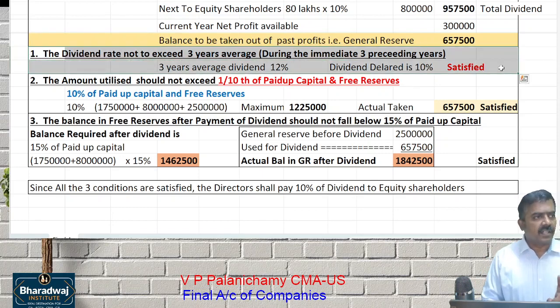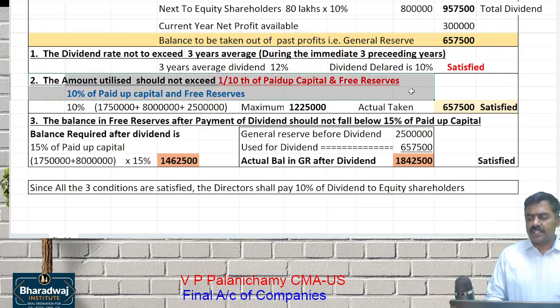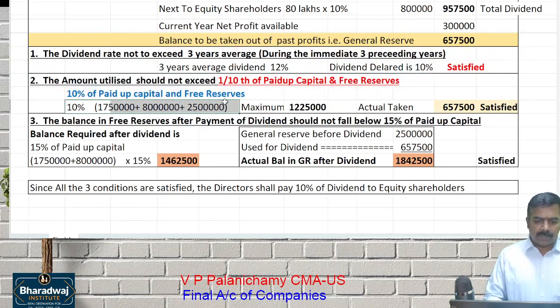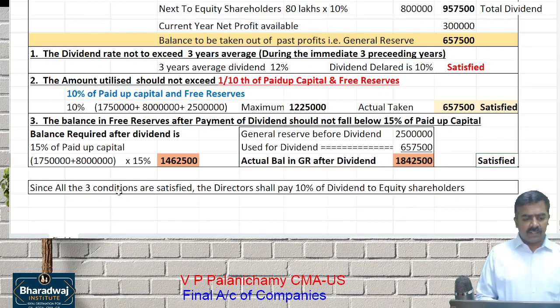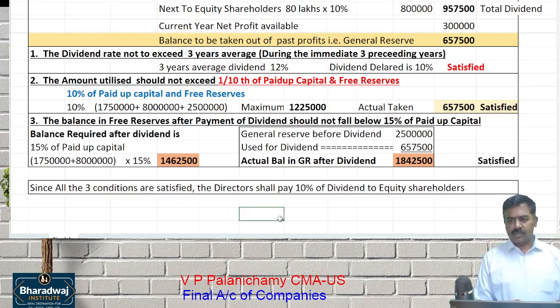Any doubt in applying the first condition? Second, the amount used cannot exceed what? 10% of paid up capital and reserves. So we can use this much, but actual amount is only this much. We can use 6,57,500. After the payment of dividend, we want a minimum balance of 15% of paid up capital, but actual balance after the payment of dividend is more than that. So that condition also satisfied. Since all the three conditions are satisfied, we can pay what? The dividend to shareholders.